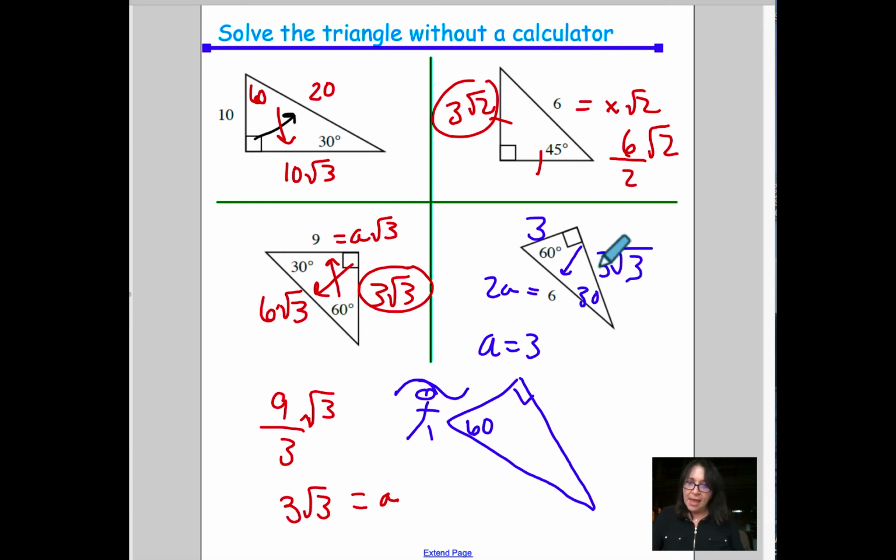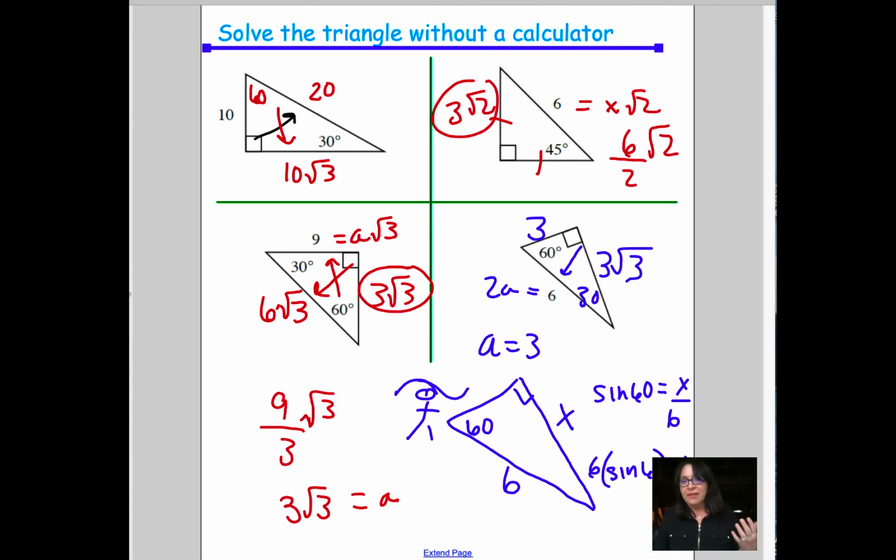There I am. And what do I know? I know that the hypotenuse is 6, and if I wanted to find this side, I could use sine. So sine of 60 equals x over 6. And then I would cross multiply. I get x, or 6 times sine of 60 is equal to x, and I'd solve for that value, and I would be able to find whatever side I'm looking for.